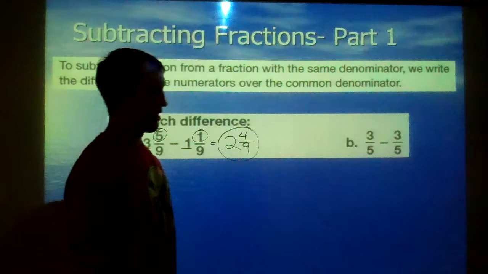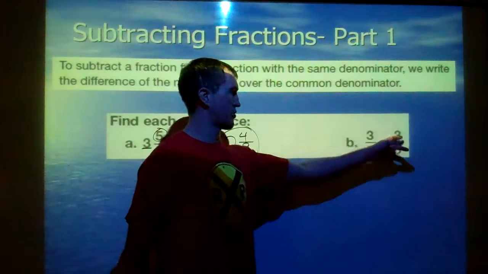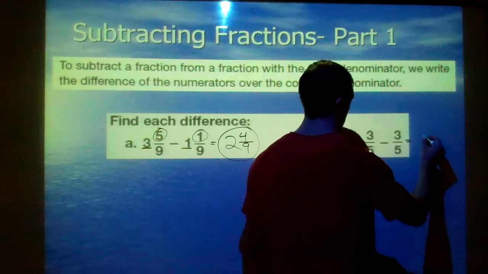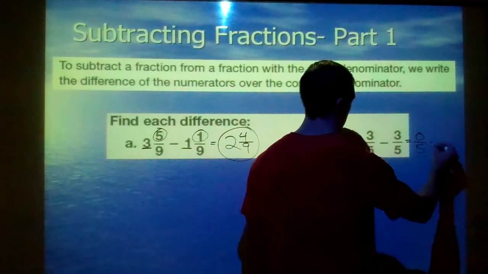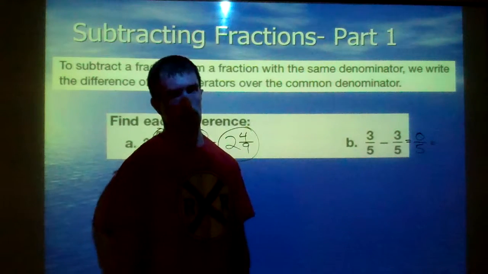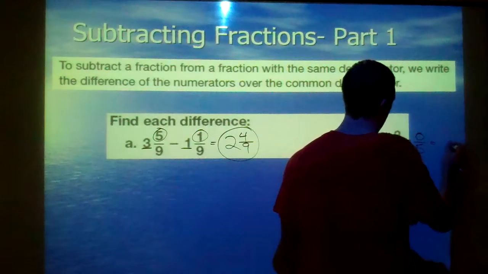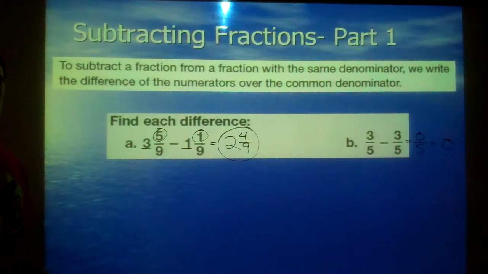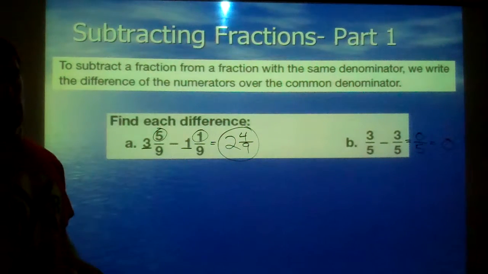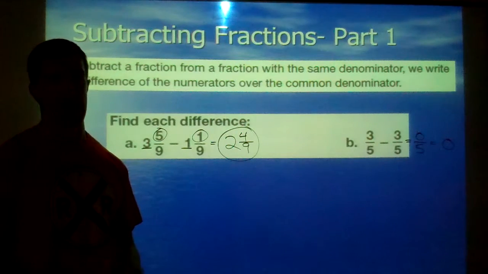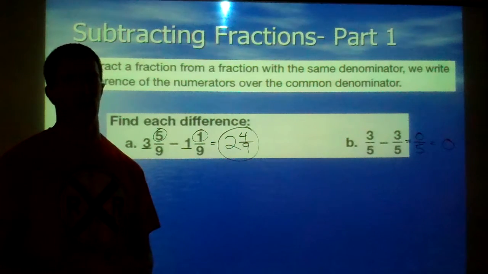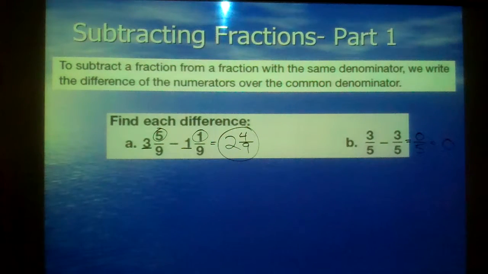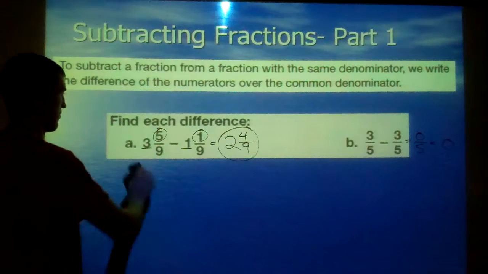Our second one, B, 3/5 minus 3/5. Well, if we subtract our numerators, 0 over 5, and 0 over anything is just 0. Alright? So adding, subtracting, you need a common denominator. I'm going to stress that the whole year. Adding, subtracting, common denominator, otherwise you can't do it. And we only add or subtract the numerators. We leave those denominators alone.